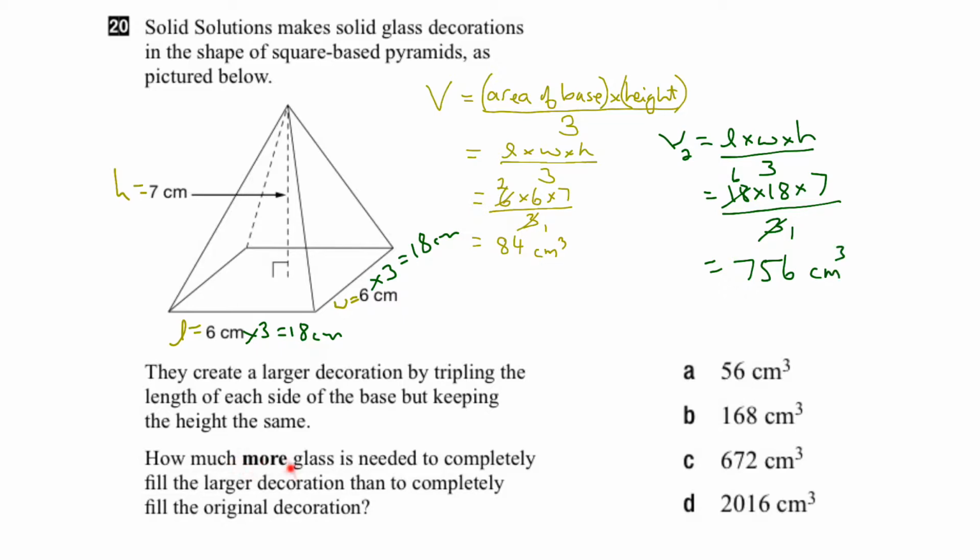Okay, we want to know how much more glass is needed, so what we can do is we can take 84, subtract it from 756, and that should give us our difference. So we'll take 756 minus 84, and we do that. 6 minus 4 is 2. Got to borrow 1 from here. 15 minus 8 is 7, and we're left with the 6 there. And the units, of course, would be centimeters cubed. So we need 672 cubic centimeters more material. And there, if we look at our options down here, we can see that C is the right answer.